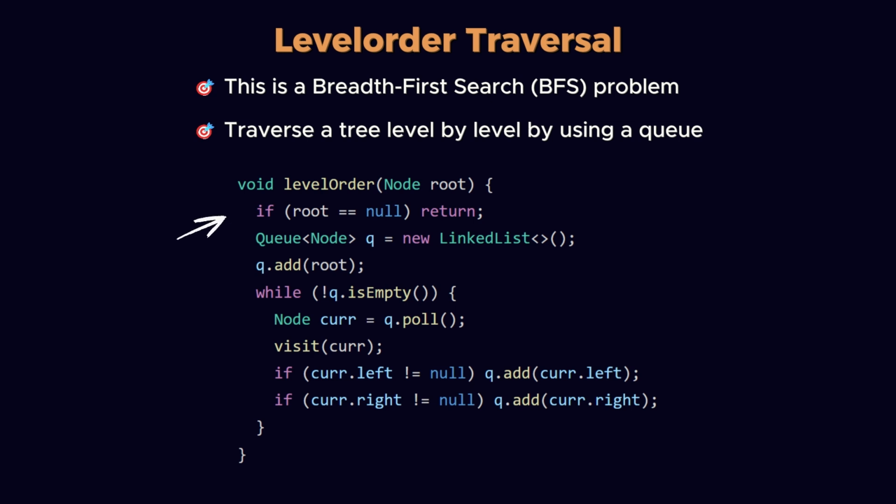If root is equal to null, return. Create a queue and add the root to the queue. While the queue is not empty, pull the queue's first element. Visit the current element. If the current element has a left child, add the left child to the queue. If the current element has a right child, add the right child to the queue.